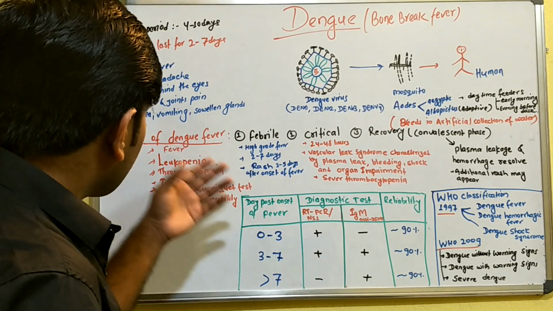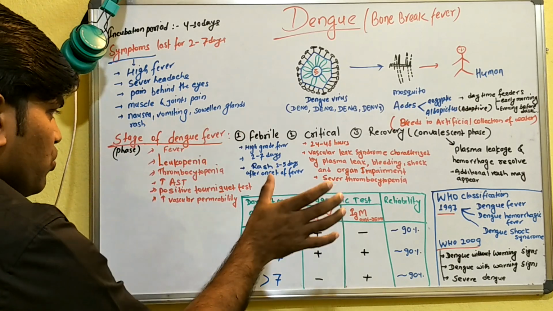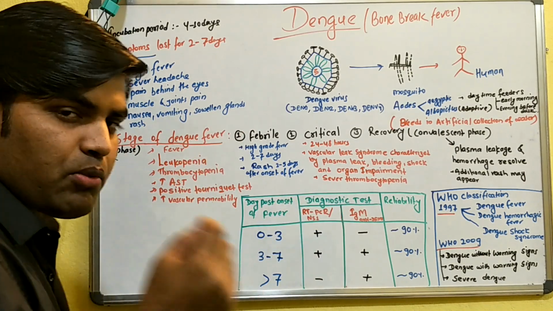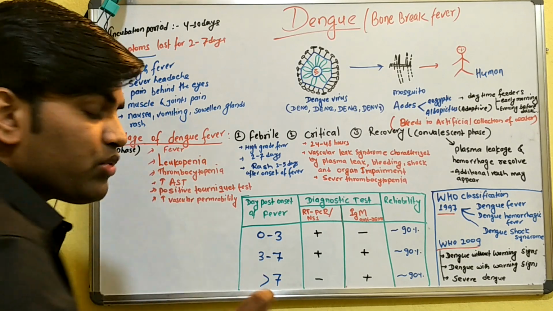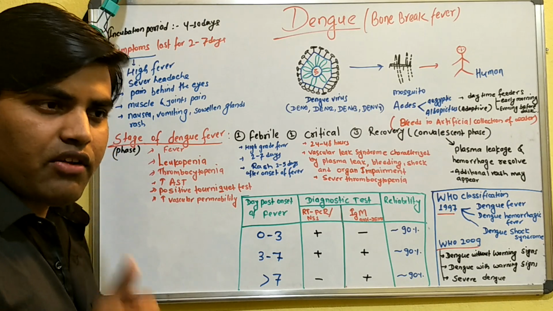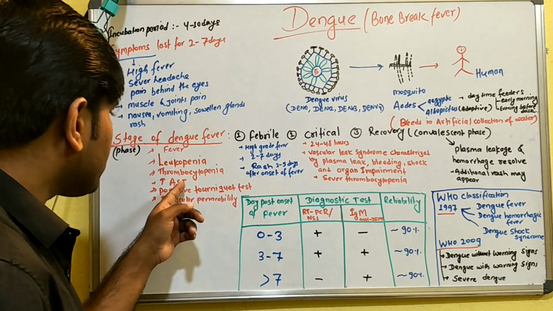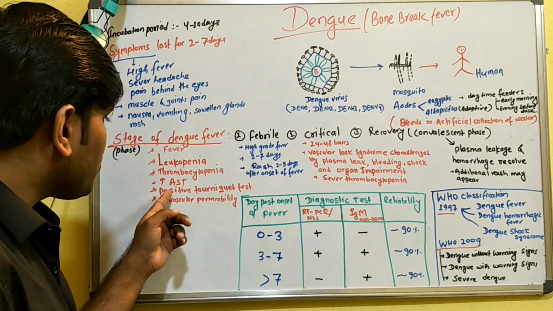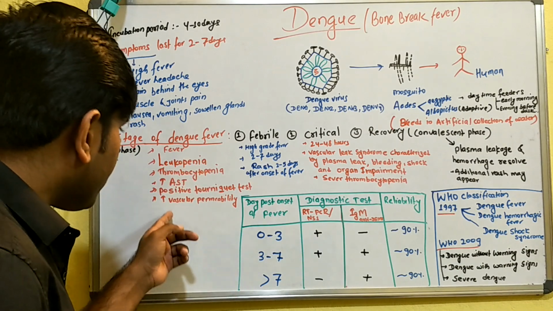Okay, now coming to the cardinal features. You know the cardinal feature of dengue will be fever. There will be leukopenia, meaning the WBC count will come down, but that is not the main issue. The main issue is thrombocytopenia, which is a cardinal feature. You will have severe thrombocytopenia. Even my platelet count went down to 5,000. So you need to understand that. Increase in AST count, positive tourniquet test, and increased vascular permeability. So these are the cardinal features.